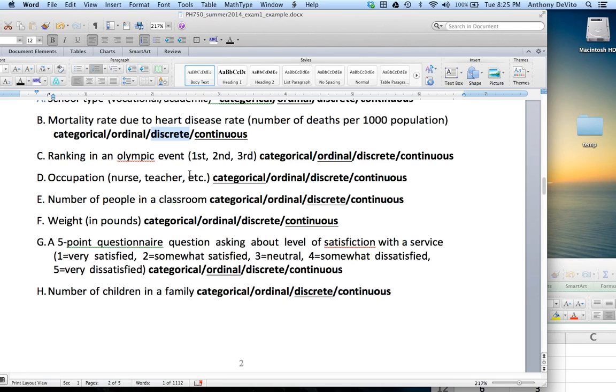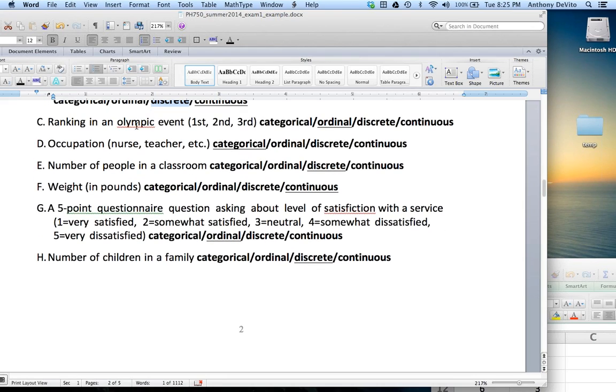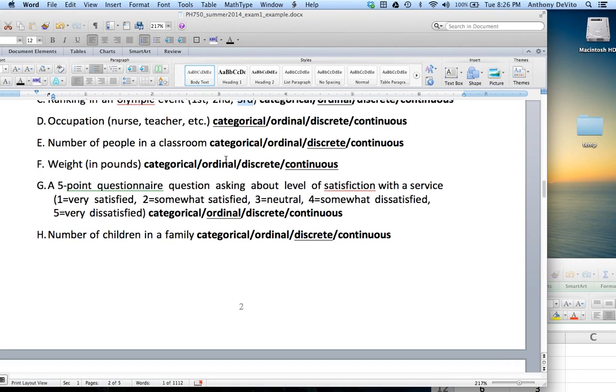Ranking an Olympic event: gold, silver, or bronze. Yeah, ordinal, right? Because we don't know the difference between these. It could be that the second place finisher was very close to the gold, like a tenth of a second apart, and third was like 2 seconds behind. So we don't know the difference between them. All we know is that first is better and second is better than third. So they're ordinal. They have some order to them.